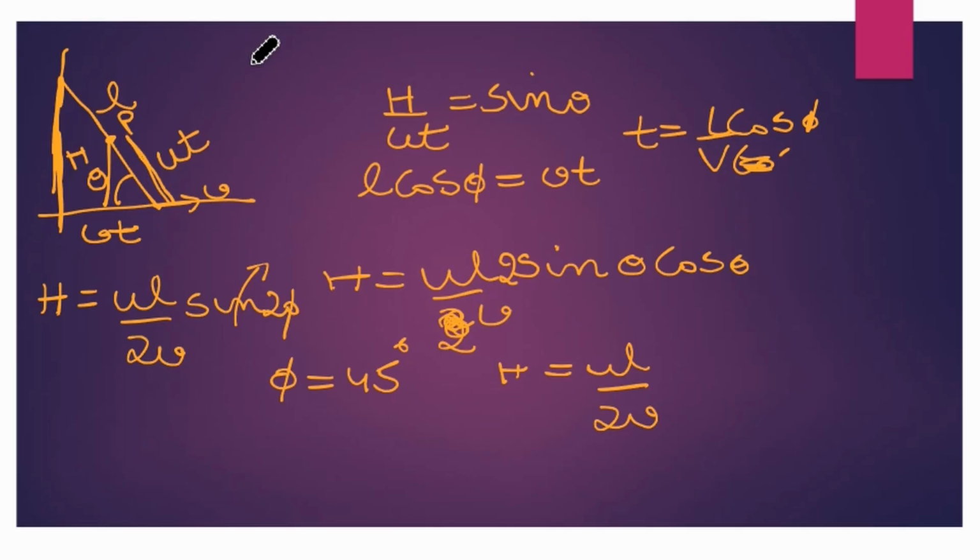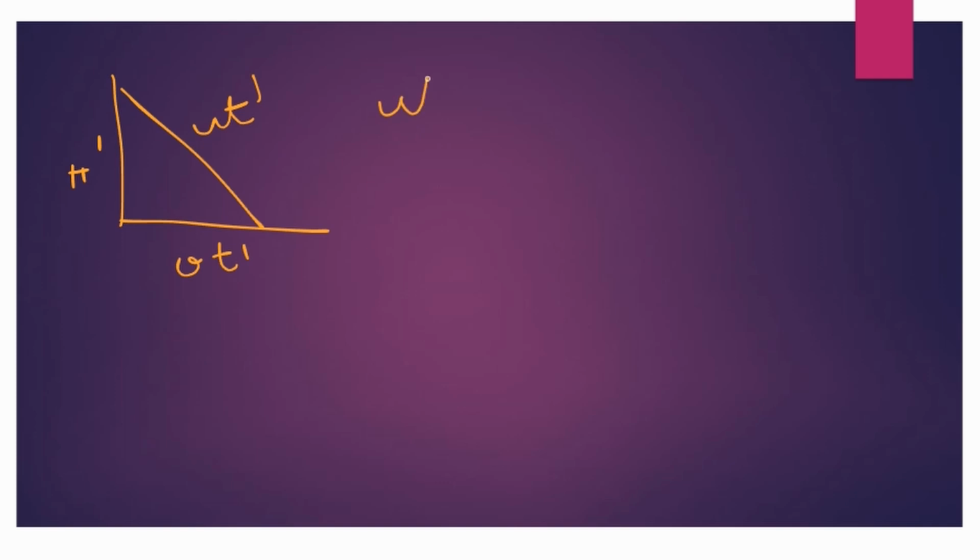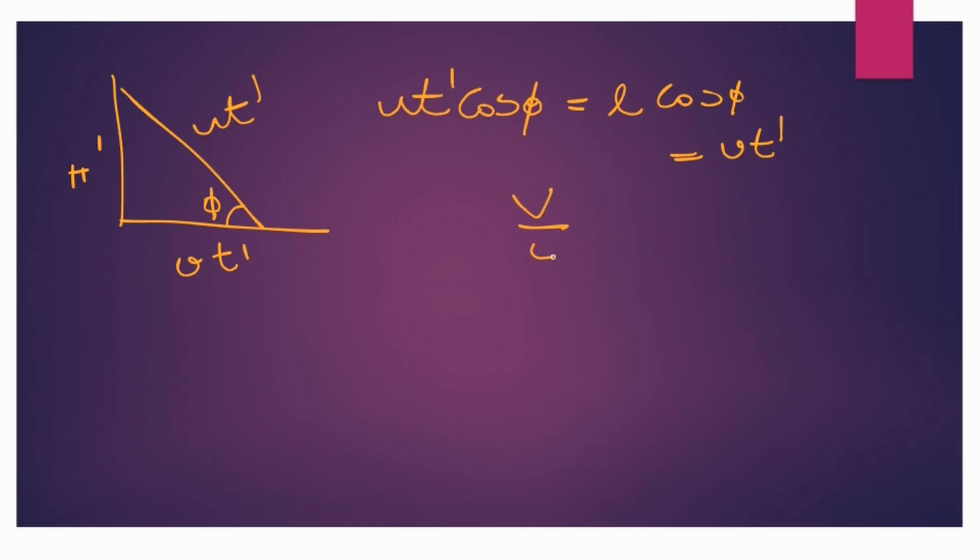Now let's say the ant has stopped in the middle only. So let's say at some other condition, it has reached the wall finally. Let's say this is ut dash, this is vt dash, this is h dash. Can I say ut dash cos phi, the angle is phi in this condition, not theta, is equal to L cos phi, that will be equal to vt dash. From here I can say v by u is equal to cos phi.